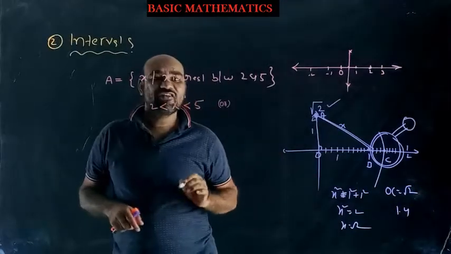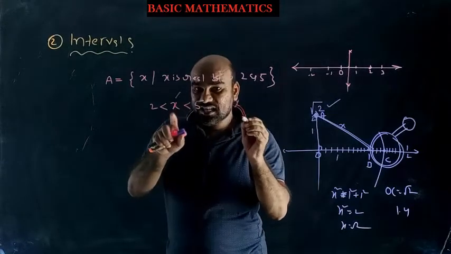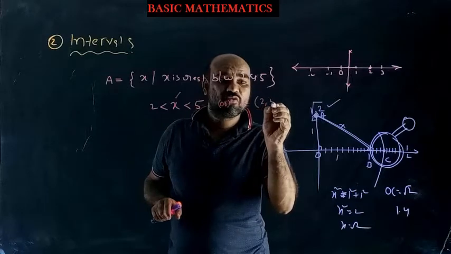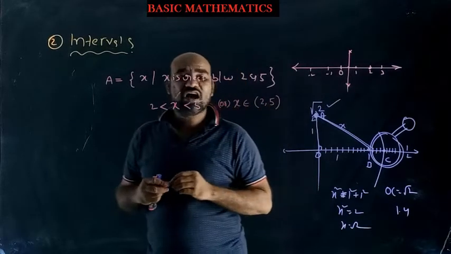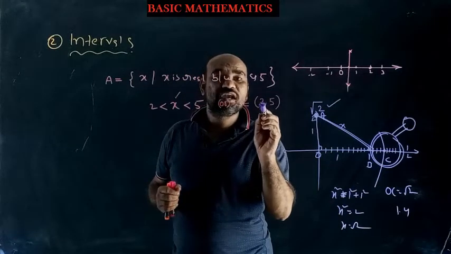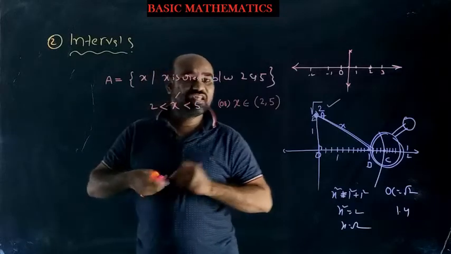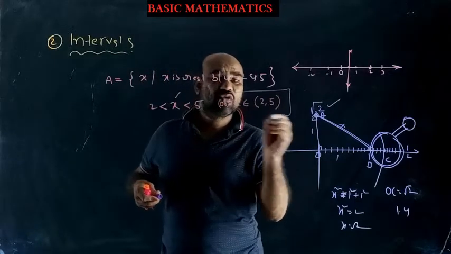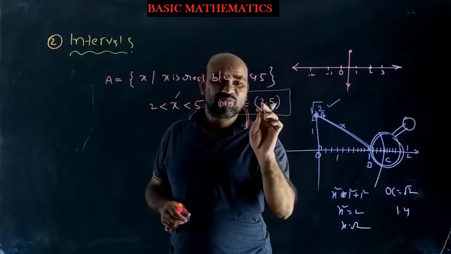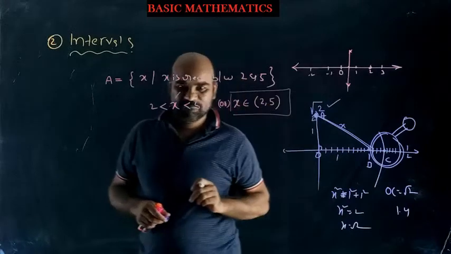Or another way we can also write it. Symbolically this can be written as x belongs to the ordered pair (2, 5). Or actually you need to read it as x belongs to the open interval (2, 5). The meaning of this notation, x belongs to the open interval 2 comma 5, is that x is a real number that lies between 2 and 5, not equal to 2 or 5.